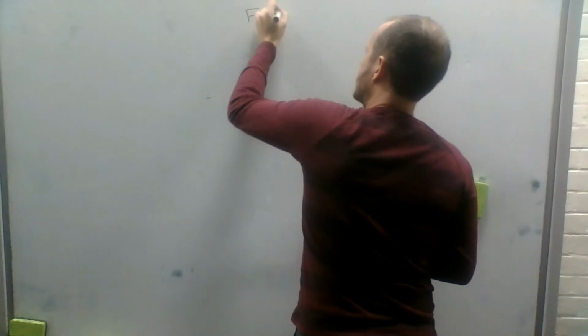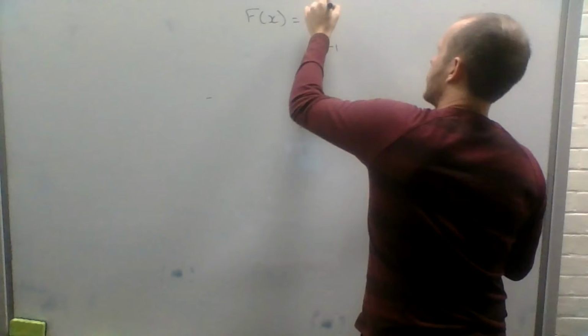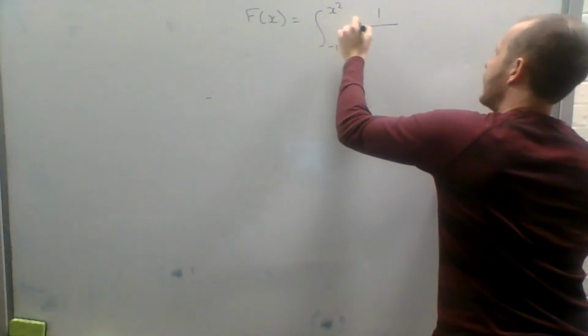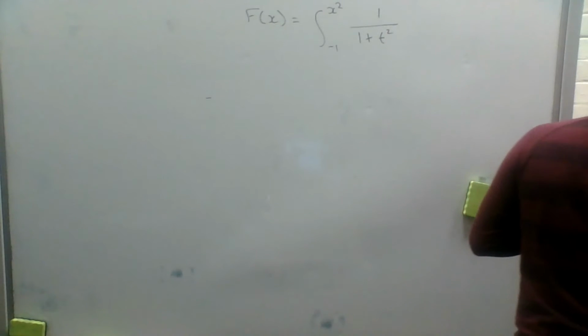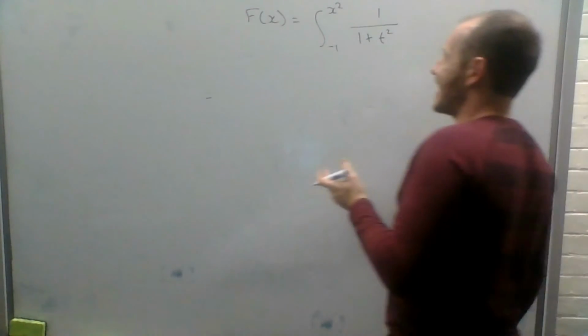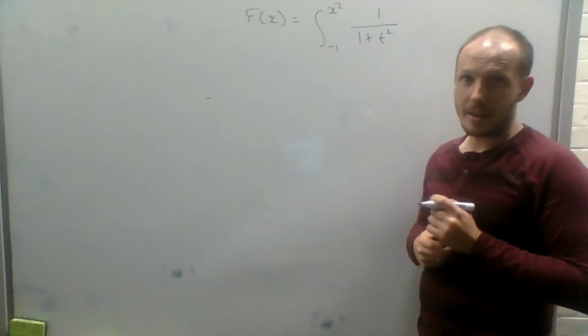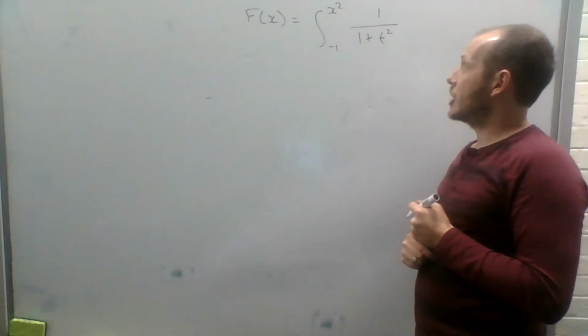Let's say that we've got f of x is equal to the integral from minus 1 to x squared of 1 on 1 plus t squared. Sorry, I'm just trying to get my screen right over here, my notes. Now in this case, it's slightly different because this is no longer just x. We've now got x squared. So what we need to do is apply the chain rule.